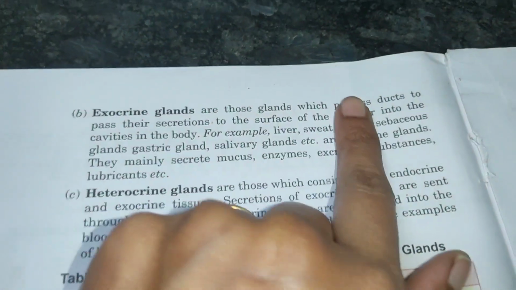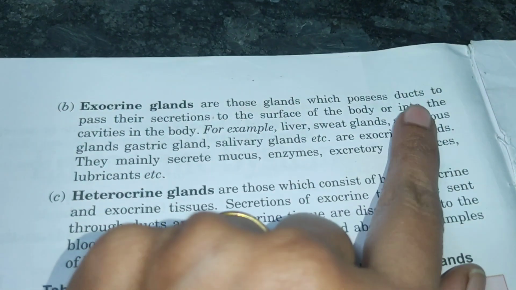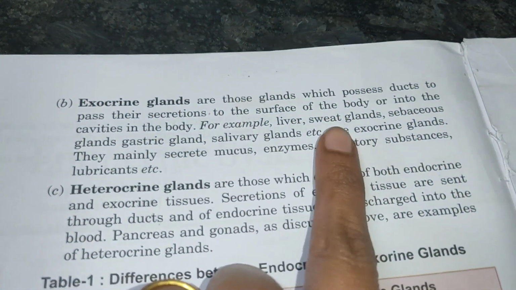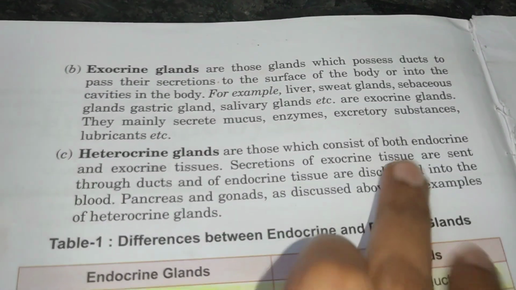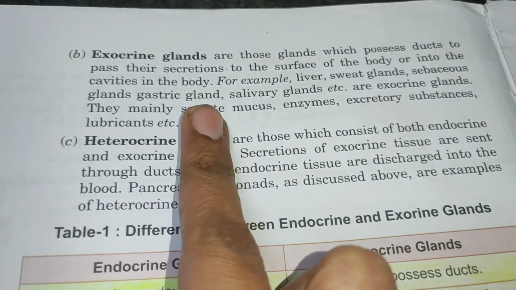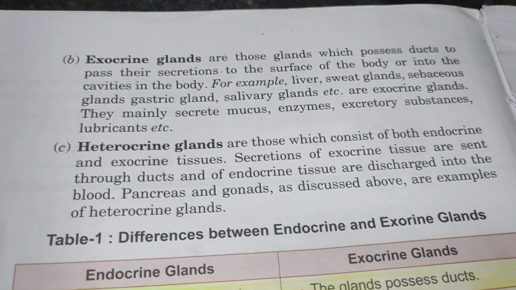Here it contains ducts. So these are the glands which possess ducts to pass their secretions to the surface of the body or into the cavities. For example, liver, sweat glands, sebaceous glands, gastric glands, salivary glands. These are all exocrine glands.